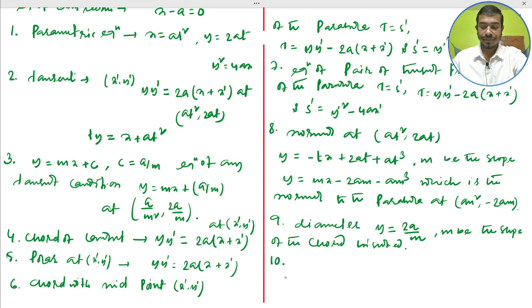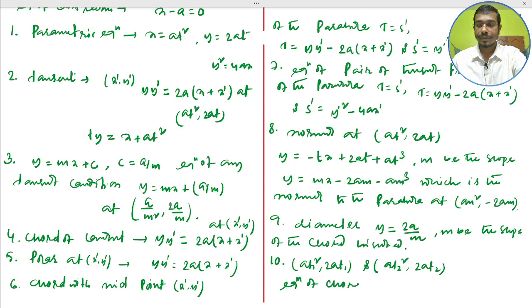Number 10. The equation of the chord joining the points (at1², 2at1) and (at2², 2at2). The equation of the chord becomes y times (t1 plus t2) equal to 2x plus 2a t1 t2.